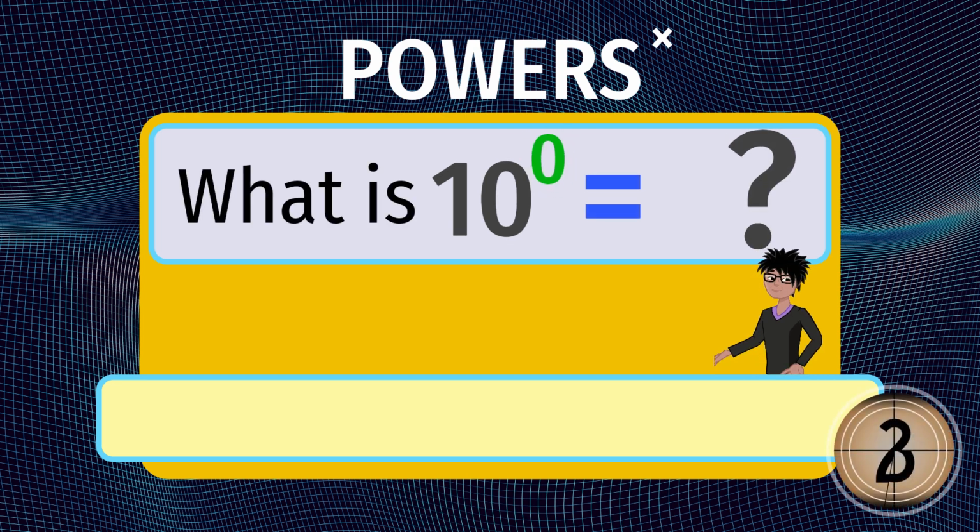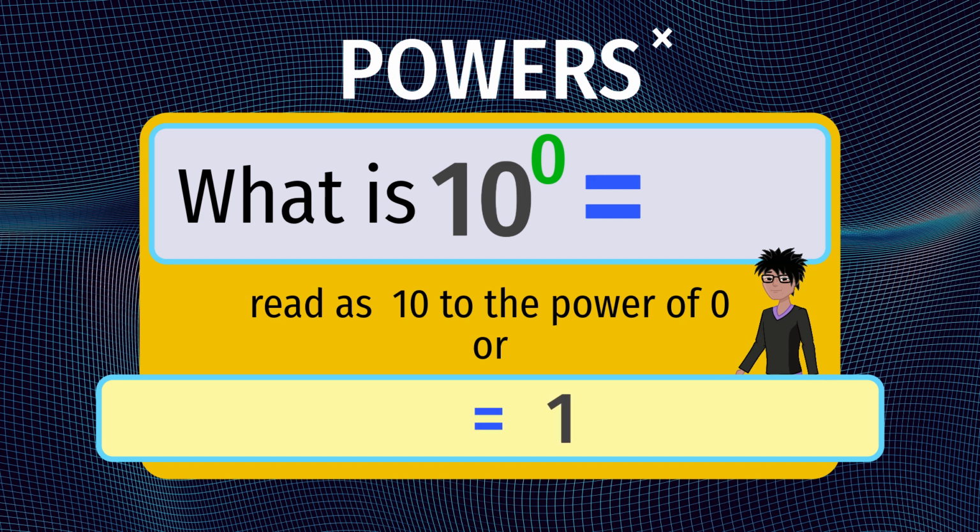What is 10 to the power 0? Anything to the power of 0 equals 1. So 10 to the power of 0 equals 1.